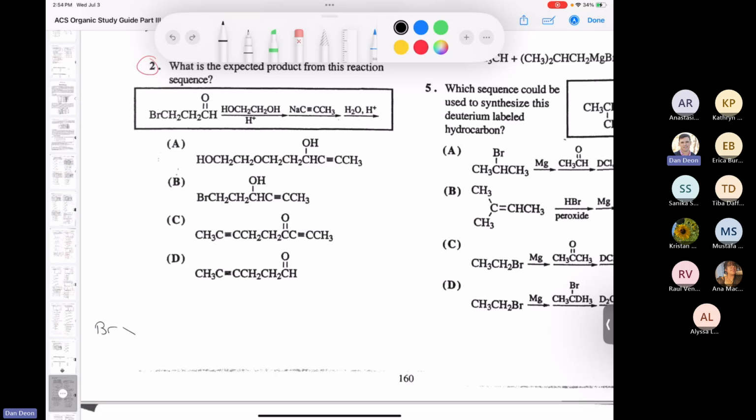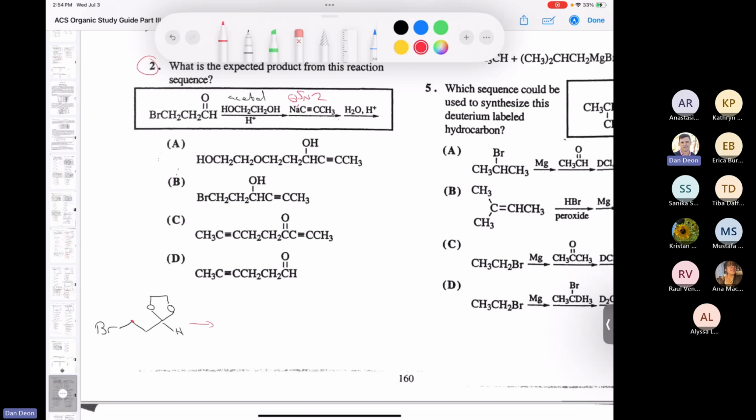You'd have one, two, three, and then you would have your acetal after the first step. Then what you would do is an SN2. So this forms the acetal. Then the next step you do an SN2. So the acetylide would come in, do a nucleophilic attack on this carbon, which is electrophilic.